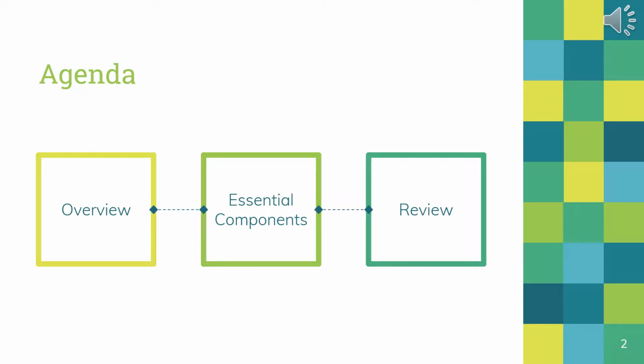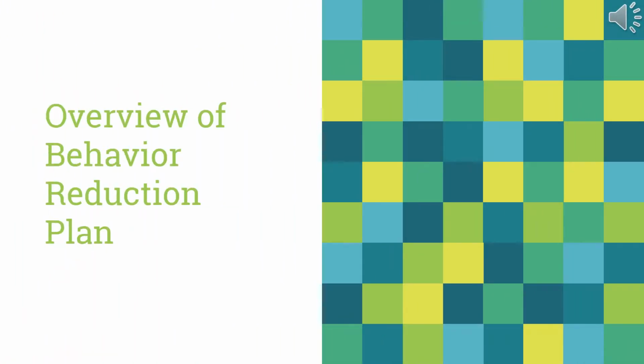Today's agenda includes covering an overview of behavior reduction plans, what they are and why they are needed, then covering the essential components that should be included in all behavior reduction plans, as well as going through a behavior reduction plan and identifying those essential components, and finally, a review of what was covered in today's lesson. As previously mentioned, first we will be covering an overview of behavior reduction plans.